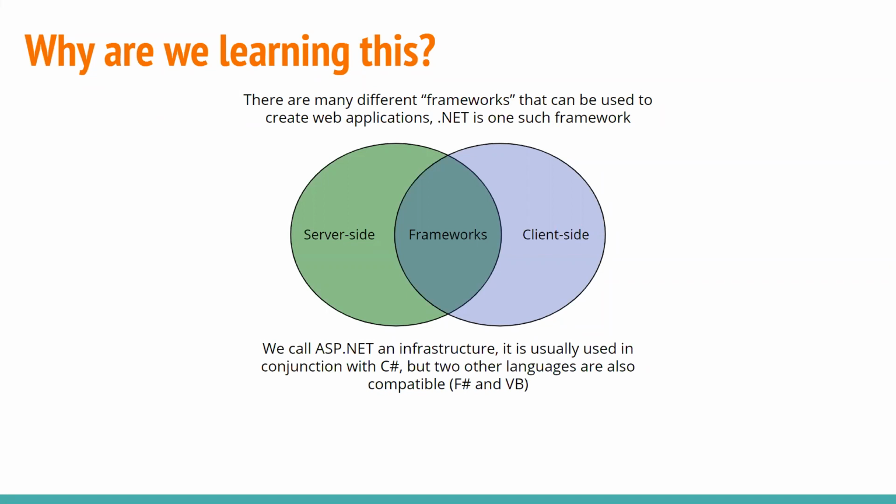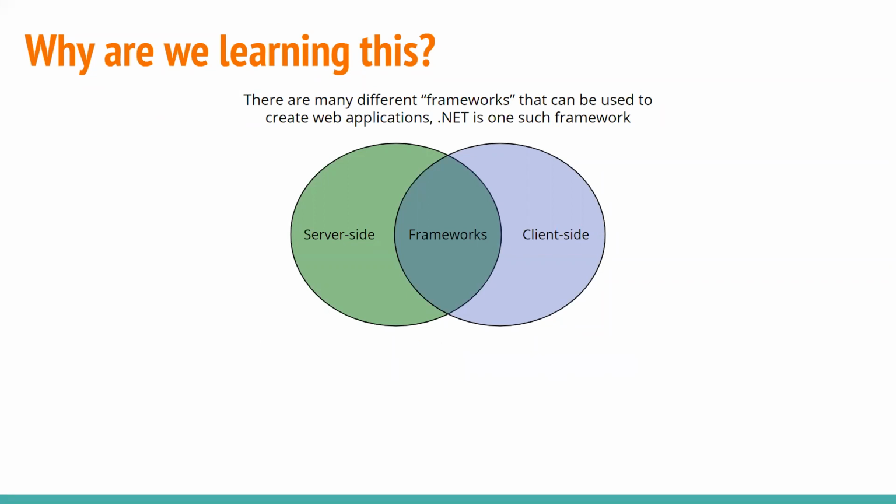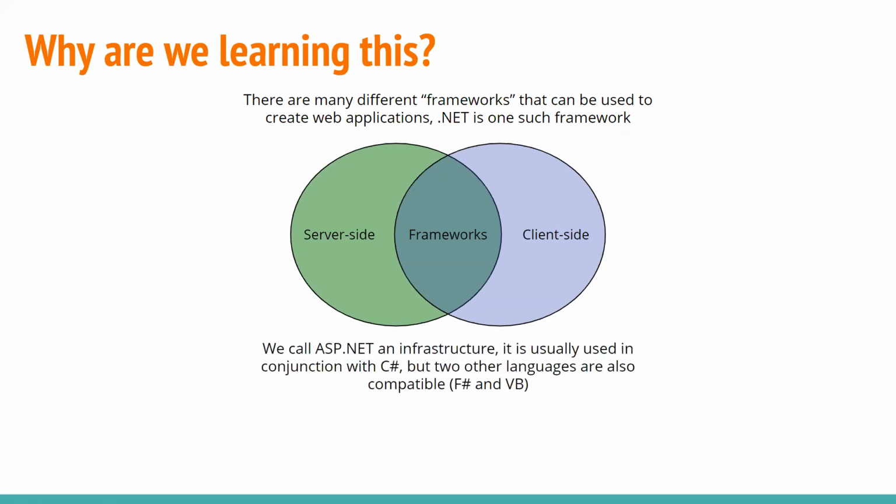Okay, so we've got this .NET framework. There are other frameworks like Node, well, kind of Node.js or Express.js, it's usually called. And we've got Django, Ruby on Rails. There are many different web frameworks to use. We're learning .NET, okay? ASP.NET is an infrastructure that works with C# or Visual Basic. Essentially we're learning the ASP.NET framework. It's compatible with other languages as well, F# and Visual Basic, but we don't care about those two.